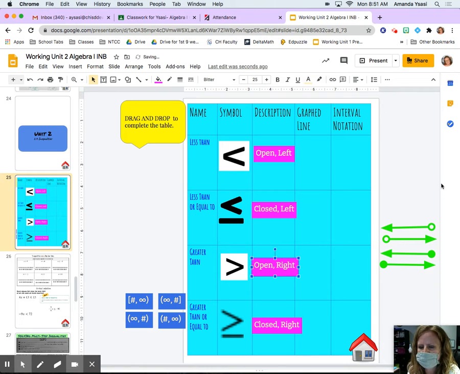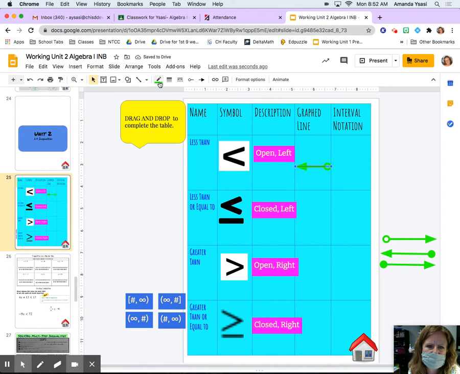Okay, let's look at what the lines are going to look like. So we want an open circle and left. So the graph line will look like that. If you want to make it a little smaller, you can. And it's kind of hard to see on mine, that bright color, so we're going to do just a gray. Open and left. Less than or equal to is going to be closed and left. So drag that one over there.